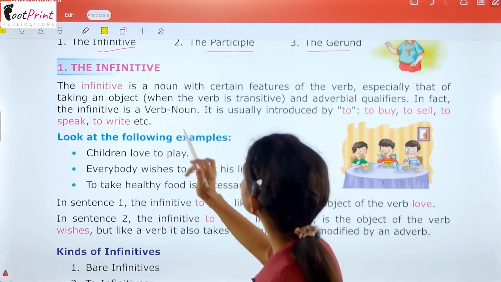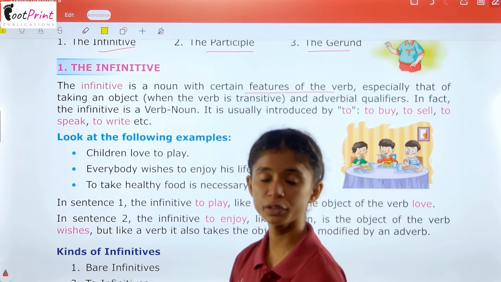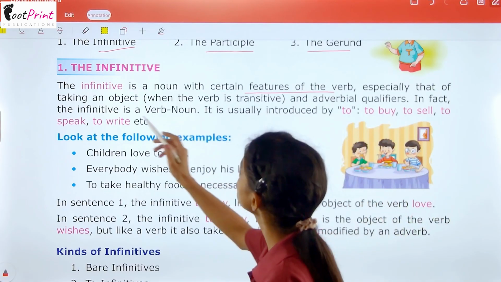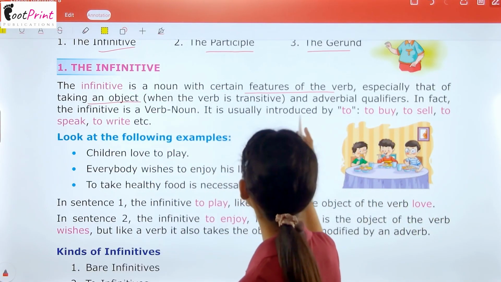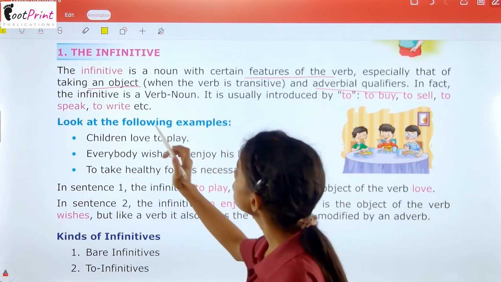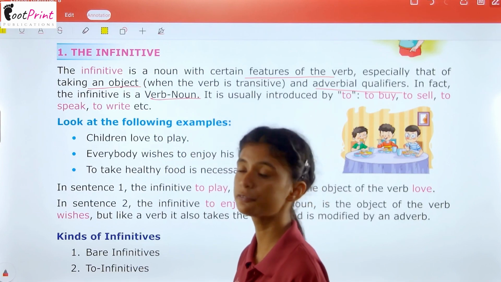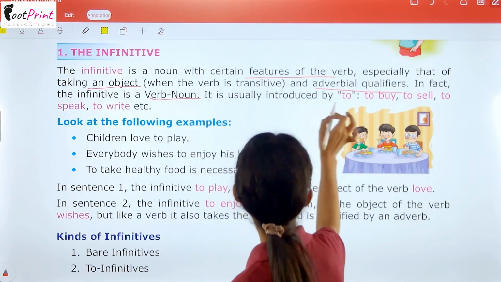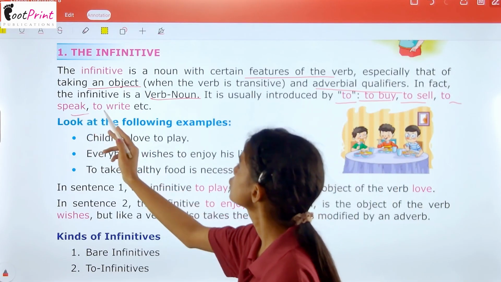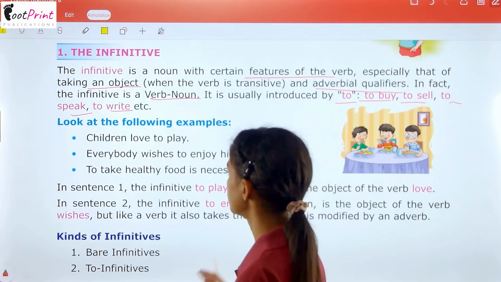The infinitive is a noun with certain features of the verb. So the infinitive is a noun with some features of a verb, especially that of taking an object when the verb is transitive, and adverbial qualifiers. In fact, the infinitive is a verb noun. Okay, so basically the infinitive is a verb noun. It is usually introduced by to: to buy, to sell, to speak, to write. So these are the infinitive forms of a verb.